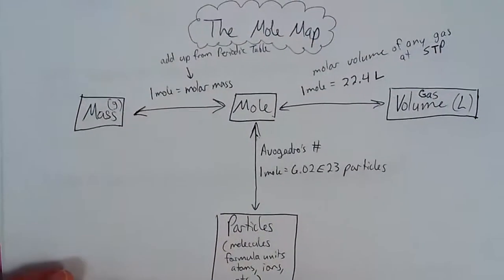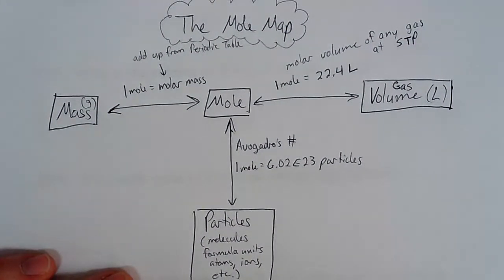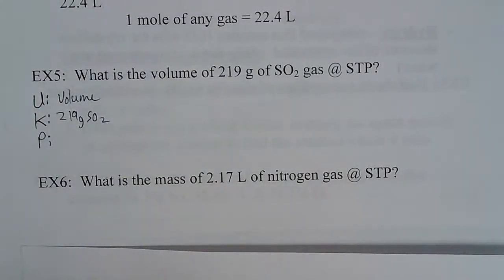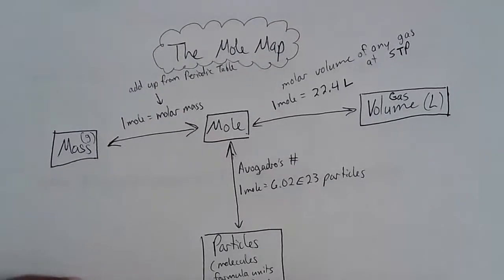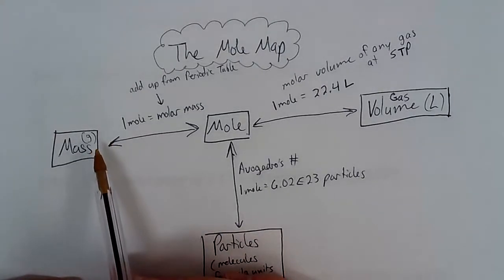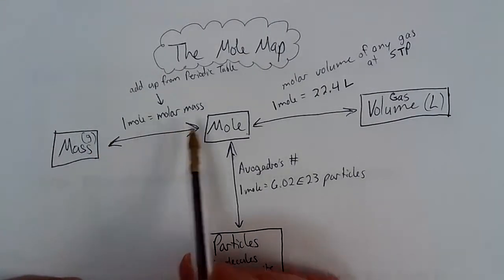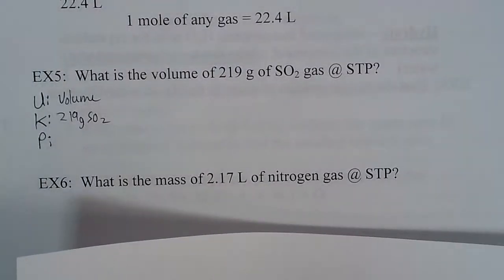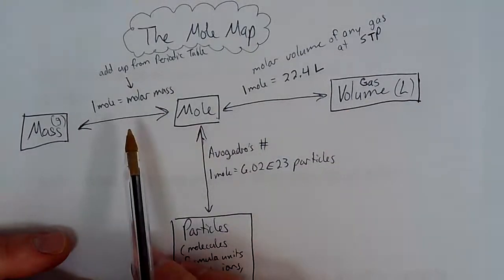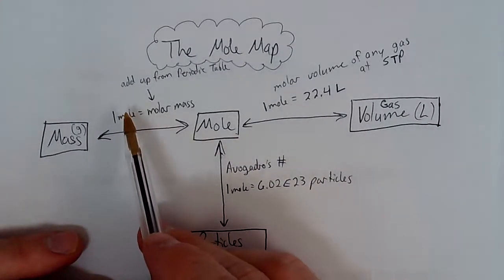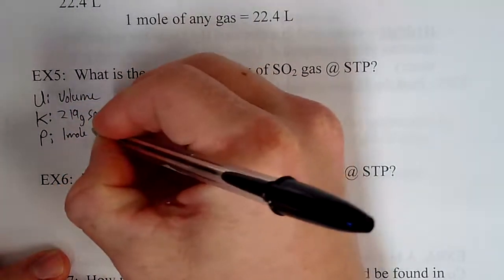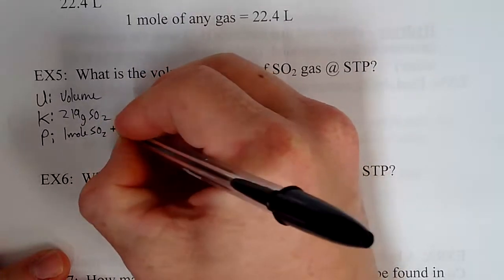All right, so we're going to look at the mole map and come up with our plan. Where are we starting at for this problem? We're starting at mass. And where are we going to? To get a final answer, they ask us what is the volume, so we need to go to volume. So it's going to take us 2 steps to get there. So our first step in the plan, we're going to have to do 1 mole equals the molar mass. Add that up from the periodic table.